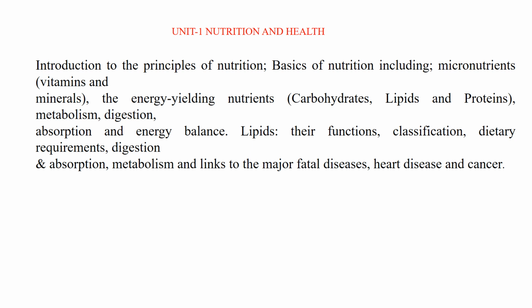So in this unit, we are going to discuss what the basic principles of nutrition are, including micronutrients and macronutrients, which are the nutrients that come under energy yielding nutrients like carbohydrates, proteins, vitamins, minerals, and the processes included in it like metabolism, digestion, absorption of foods, absorption of nutrients, and how it is converted into energy balance, lipids and their functions, the classification of functions, and dietary requirements which our body requires, and absorption, metabolism, and the major fatal diseases which affect our body like heart disease, cancer. In this unit, we are going to discuss in depth.